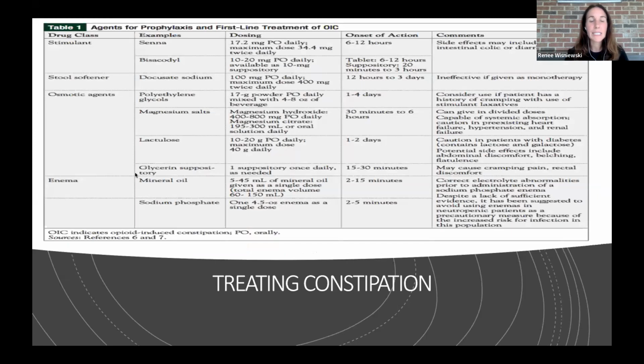Again, here's a list of agents for prophylaxis and first-line treatment of opioid-induced constipation. I went through the drug class, the medication, dosing, and then some tips. I'm not going to go through all of these, just saying that first-line treatments are often osmotic agents such as Miralax or Senna to help move stool. We generally don't prescribe a stool softener. We focus on laxation.